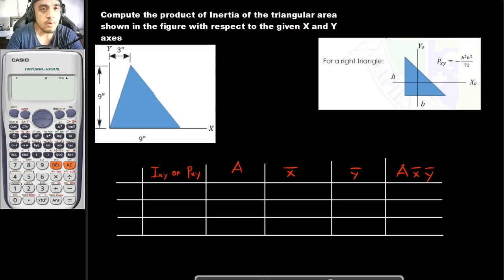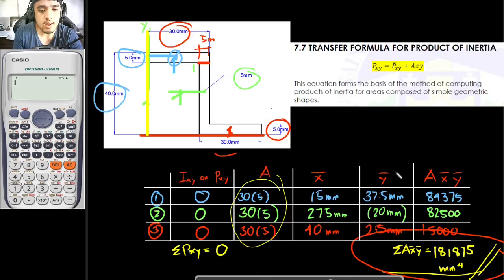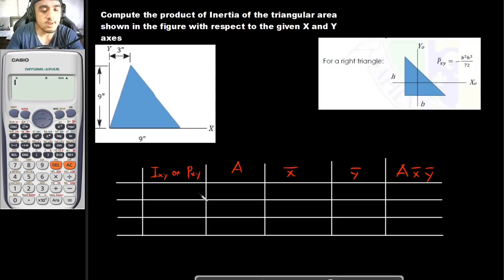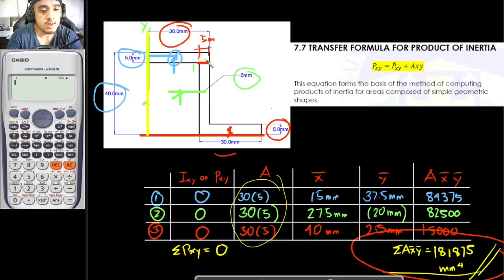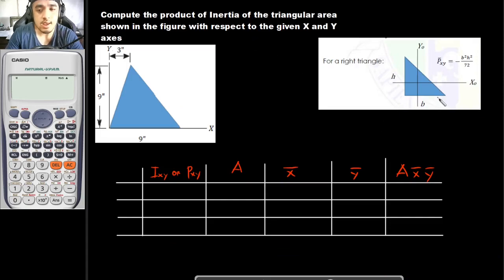Similarly, like in the previous example, which is this one right here, we would be making use of this table for us to have a more organized solution. The difference between this method and that method is that our IXY and PXY wouldn't be 0 any longer, since, as you can see here, this shape is not symmetrical in nature. Thus, we would be making use of this formula right here for PXY or IXY.